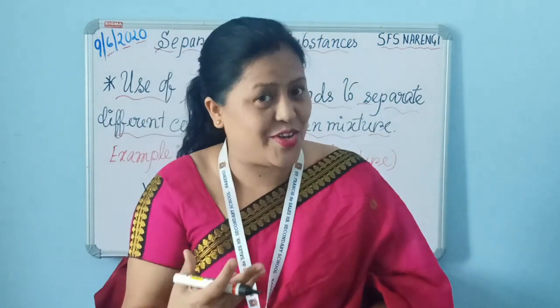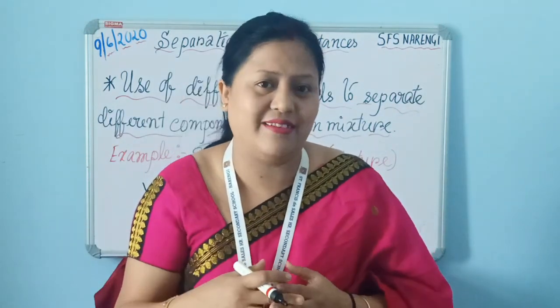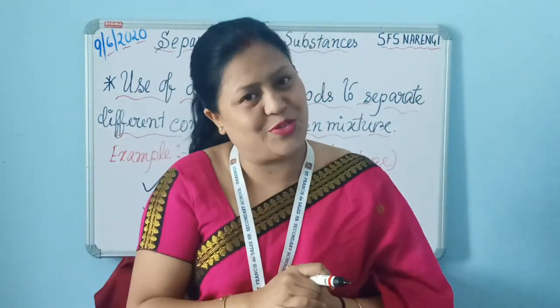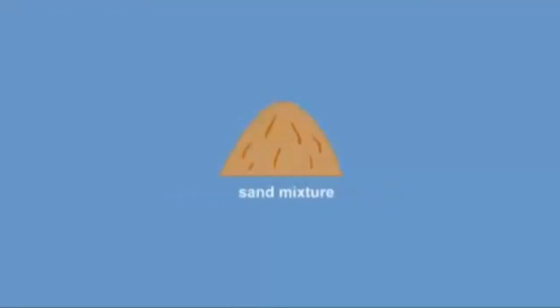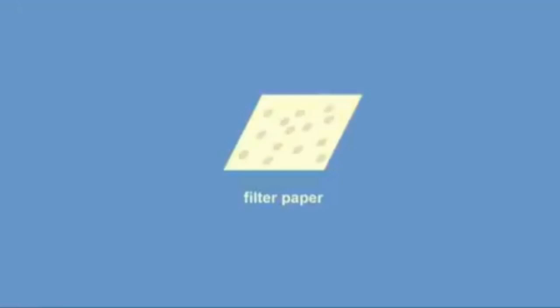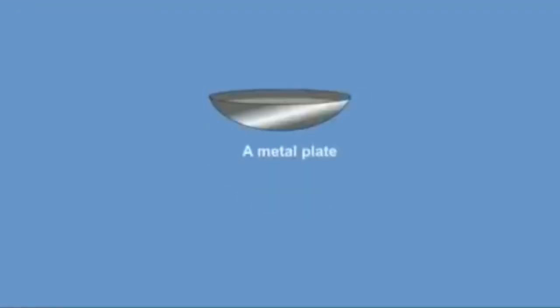Clear? So to make your understanding much more clear, I have one more video to show you. To separate common salt and sand from their mixture. Things required: a little amount of common salt and sand mixture, water, filter paper, 2 beakers, a kettle, a metal plate, some ice, Bunsen burner.